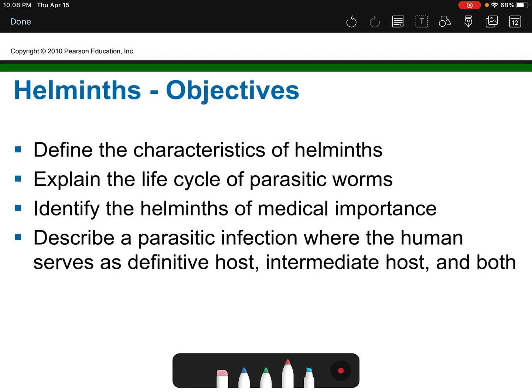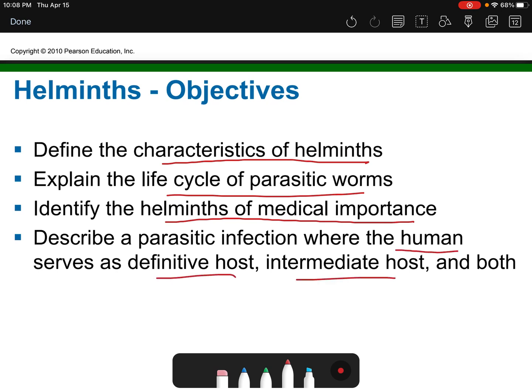For the helminths, these are the parasitic worms. Okay, so we're going to look at what are some basic characteristics of those, what is the life cycle, what are the helminths of medical importance, and then we're going to look at where a human plays a role as being a host to these parasites.